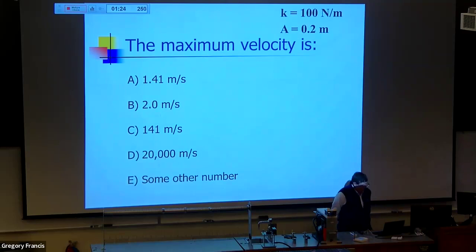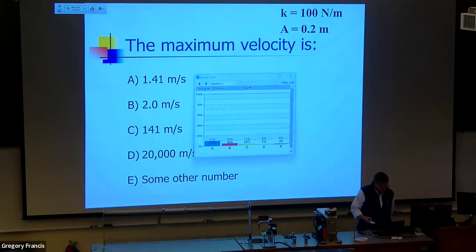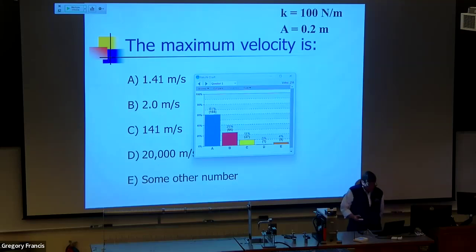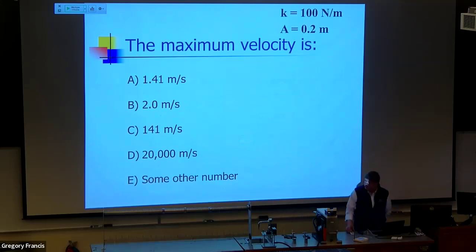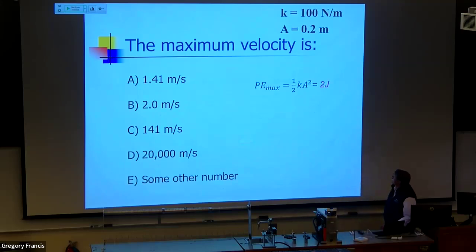Okay, get your vote in. Make sure you get your attendance points. Okay, looks like A wins, and indeed that is the correct answer. Let's look at that. I can find the total energy because all of the energy is in the spring when it's at a turnaround point. And I'm told what the amplitude is, I'm told what K is, and if I plug in, I get 2 joules for the total energy.